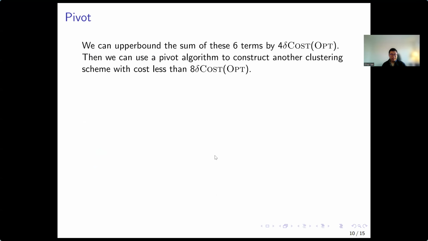So now we will show that we can use a pivot algorithm to construct a new clustering scheme with a cost at most twice of this amount, which is 8 delta times the cost of optimal. Well, this means that the sum of these 6 terms cannot be too small because this 8 delta must be at least 1. Otherwise, we get a solution which is better than the optimal solution. So this is a contradiction.